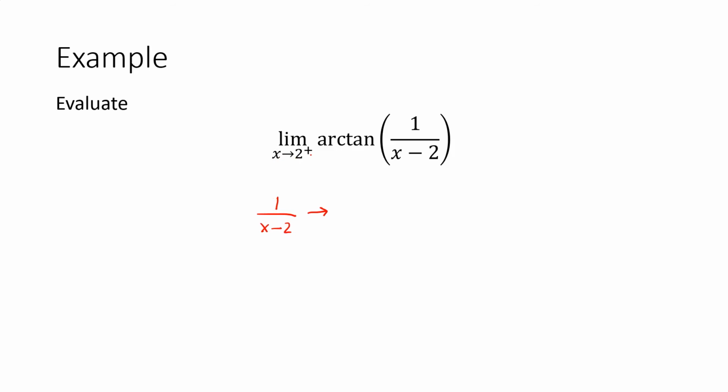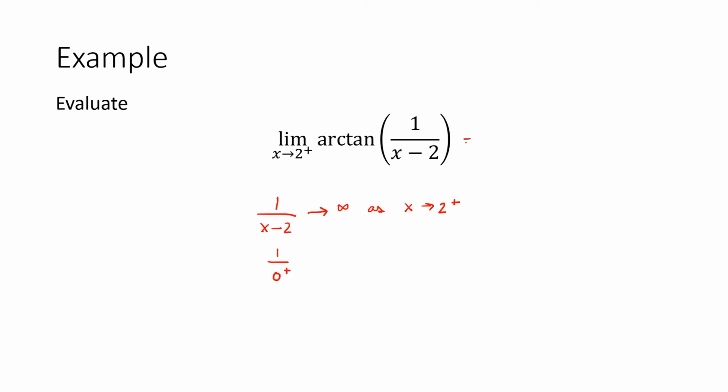Since it's approaching 2 from the right, we're approaching from values of x that are greater than 2. So therefore, x minus 2 will always be a positive value. So we can imagine that this is going to be 1 over 0, where the 0 is approaching 0 from the positive side. So this is actually going to approach infinity as x approaches 2 from the right.